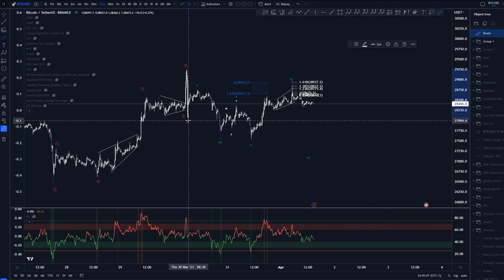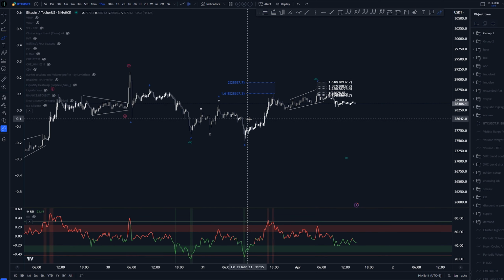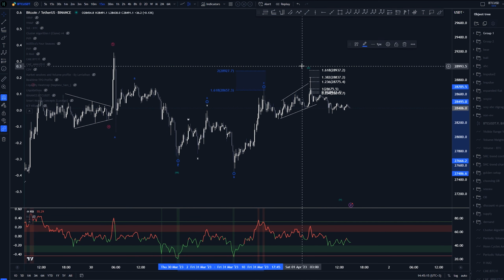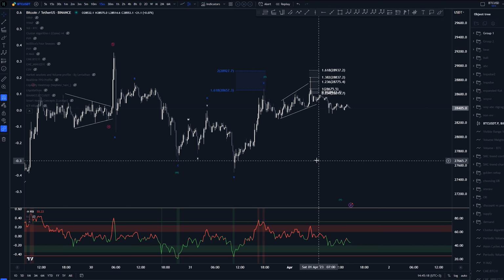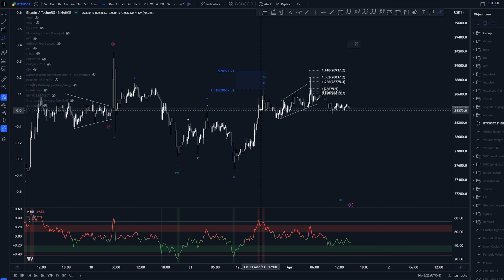Since the highs, this is one possibility, having this as an ABC. This was the structure I posted on Discord, where we had this as the C wave here and looking for the end of the X wave here. We had confluence here with the 1.618 extension, and we did get some kind of move downwards.